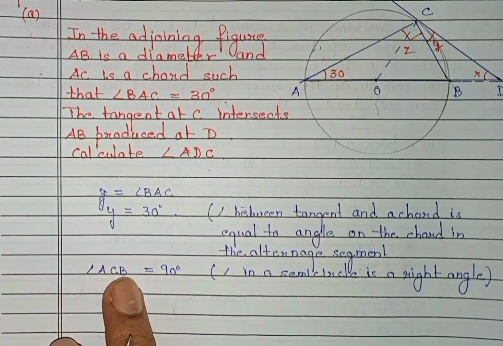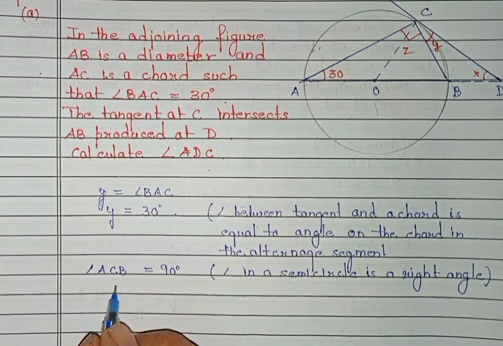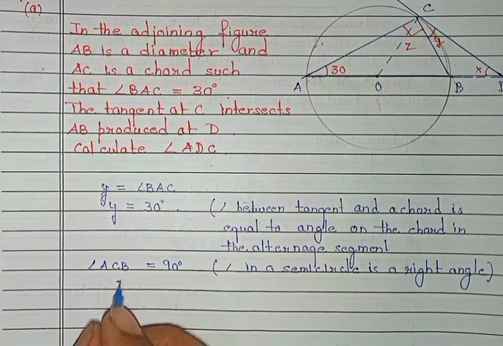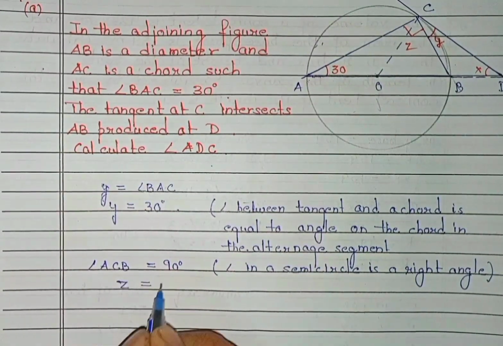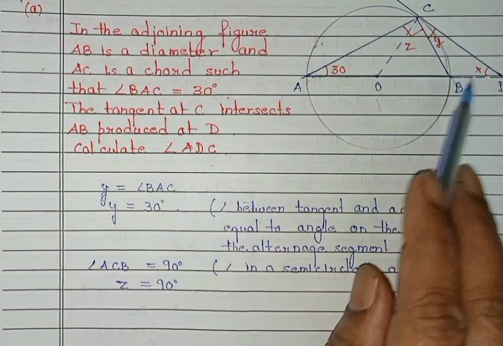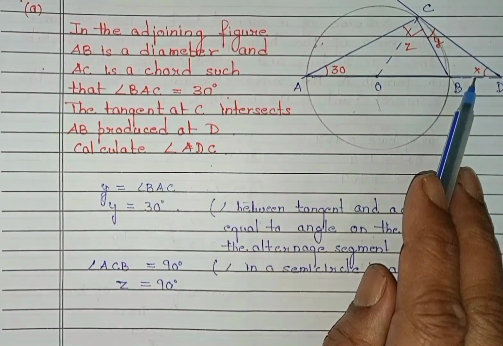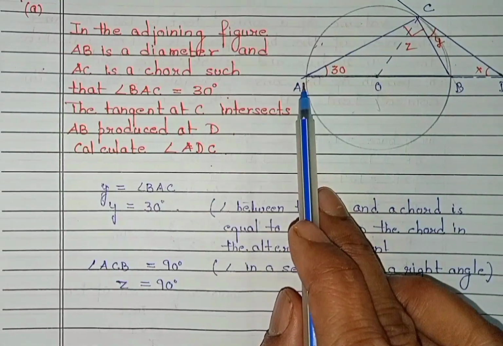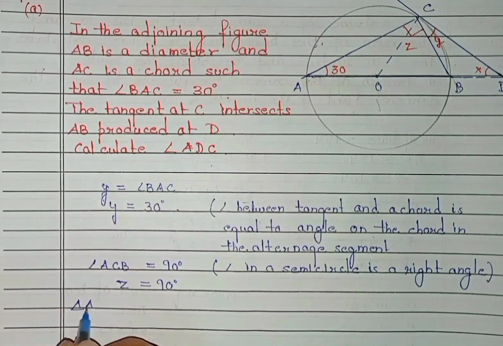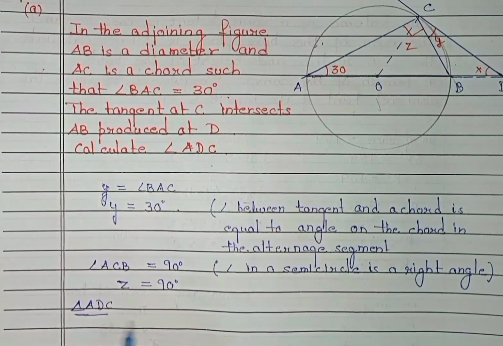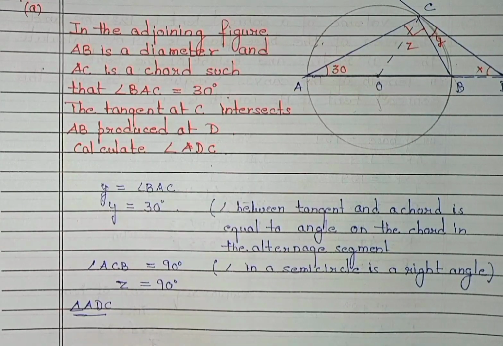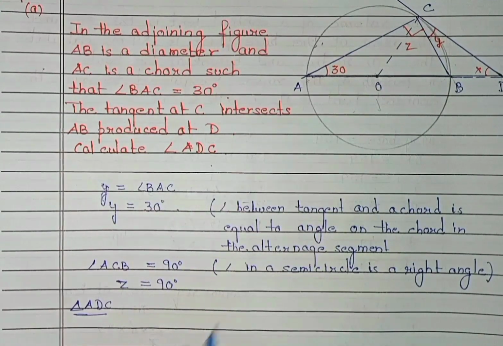So we have got angle ACB 90 degree, which in the figure we have marked as Z. So we are getting Z is equal to 90 degree. Now according to the question, we need to find X. Now to get X, you consider triangle ADC. Triangle ADC. Now we know that in any triangle, sum of the angles is equal to 180 degree.